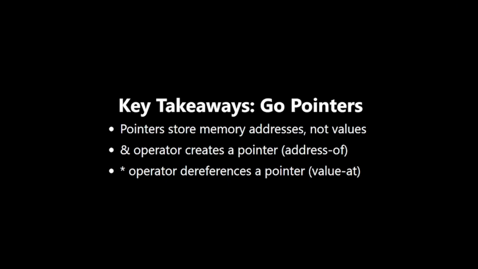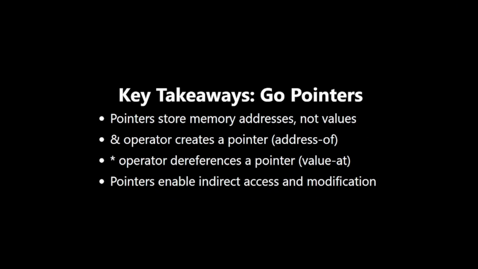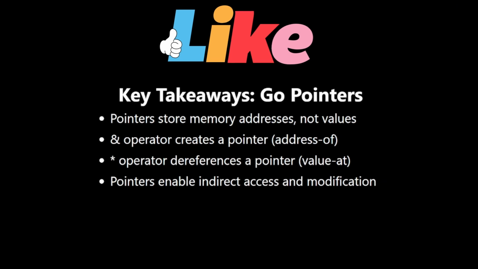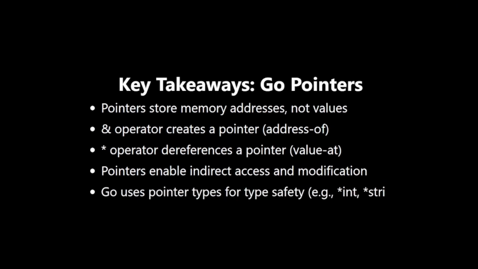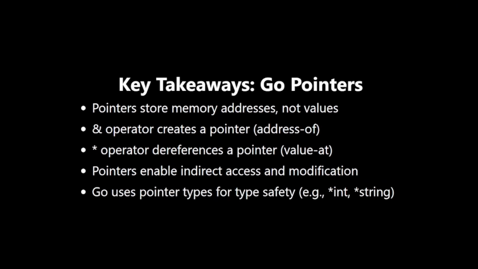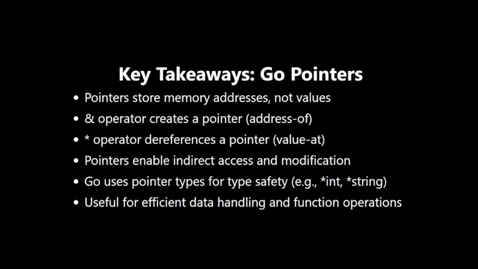Pointers enable indirect access and modification. This is the power of pointers. They allow us to indirectly work with data, which can be very efficient. Go uses pointer types for type safety. Pointers in Go are always typed, like *int or *string. This prevents errors from misusing pointers. Pointers are useful for efficient data handling and function operations. They're especially helpful when working with large data structures or when functions need to modify their inputs.